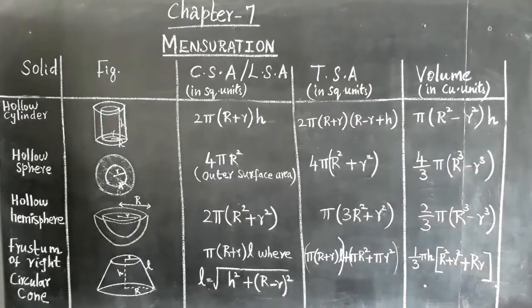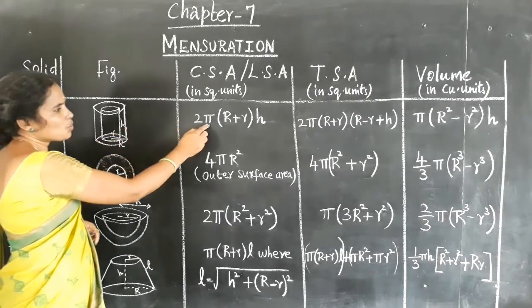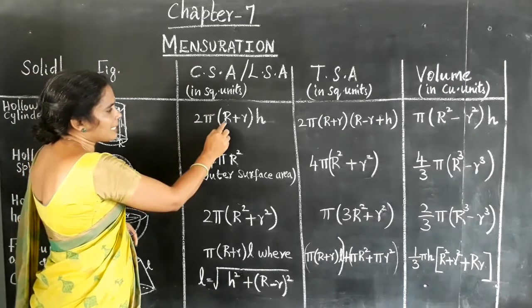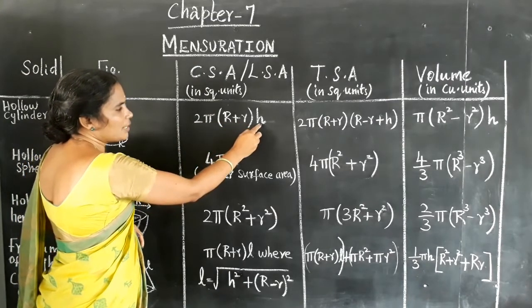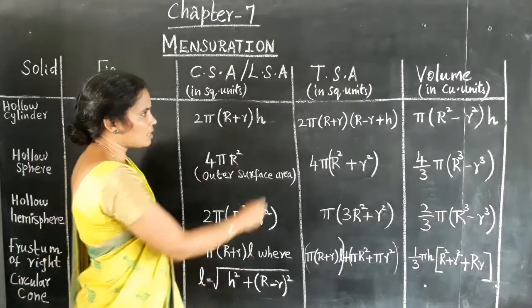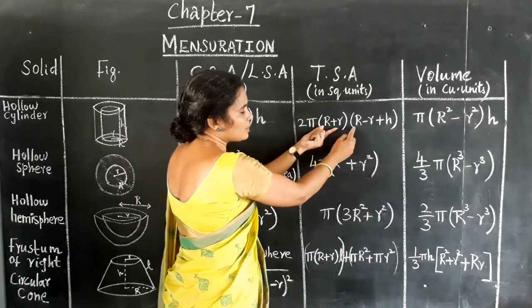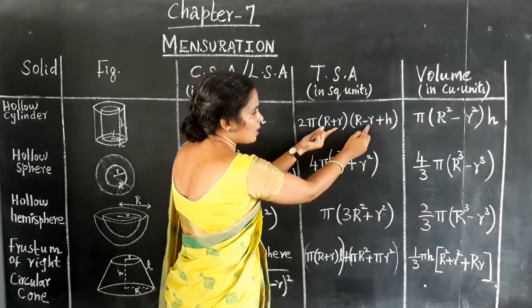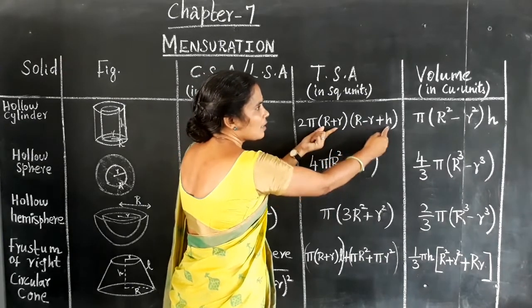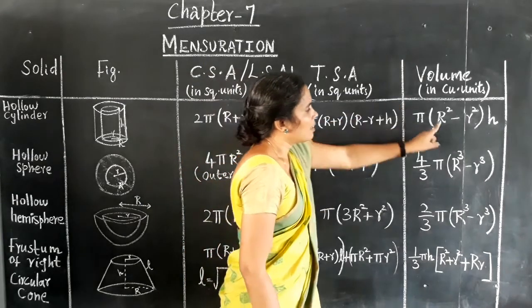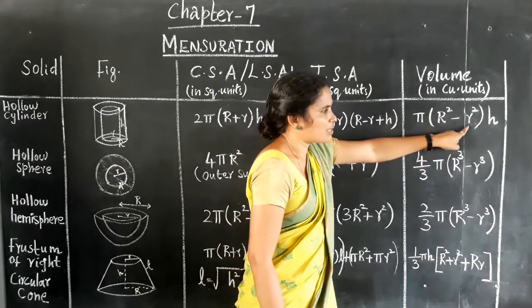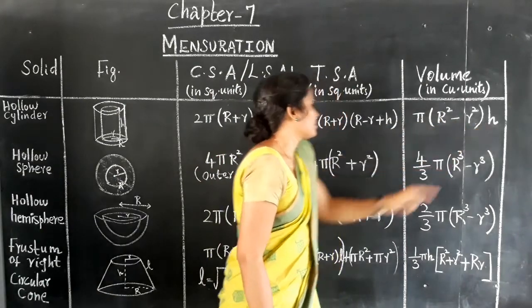And the next solid figure is the hollow cylinder. Here CSA of a hollow cylinder is 2π(R + r)h, with capital R plus small r within the bracket, into height. And TSA of a hollow cylinder is 2π(R + r)(R − r + h). Okay, and volume is π(R² − r²)h.